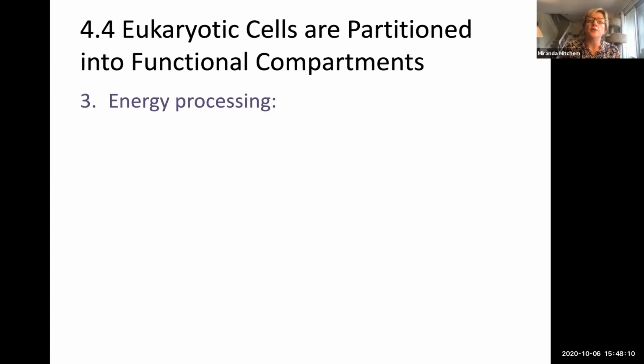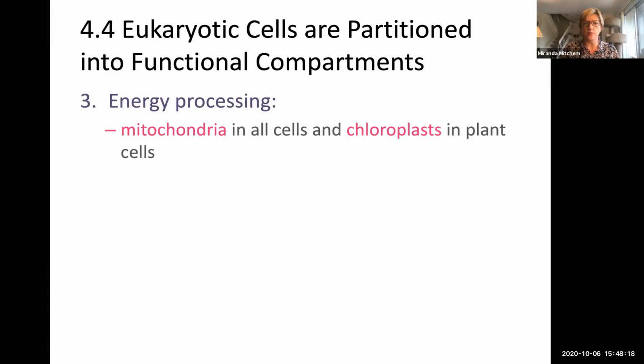We've got our organelles that are associated with energy conversions. There are two. We've got our mitochondria, which are present in all cells, and then the chloroplast, which is present in plant cells. So even plant cells have mitochondria. That's a common misconception, but they have chloroplasts and they have mitochondria.